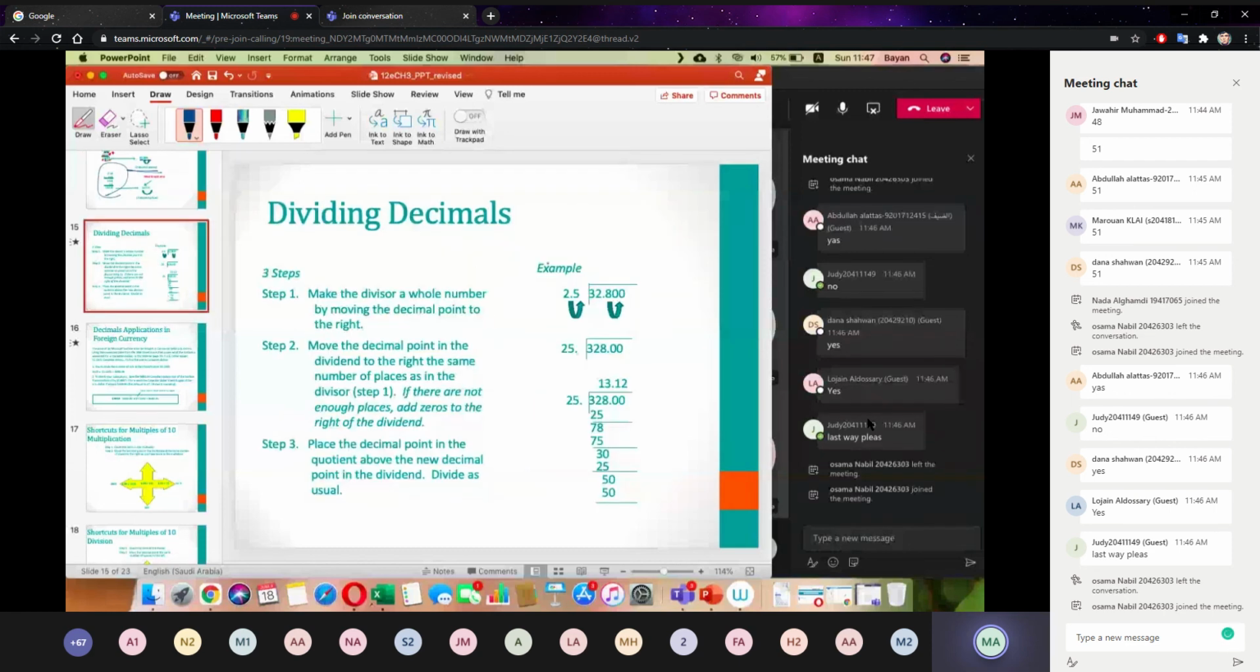Here we have dividing decimals. So we have 2.5 divided by 32.800. We can divide with a decimal point here in the middle. So what should we do? We move the decimal point 1 unit to the right, and here also we move decimal point 1 unit to the right. So it will be 25, we make it as whole number, divided by 328.0. So if you move decimal point for the first value, you should move the decimal point for the second value.